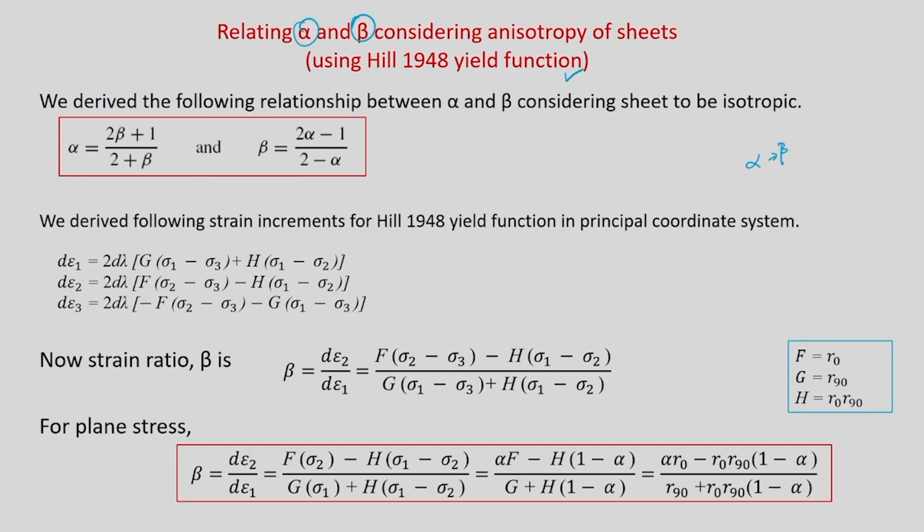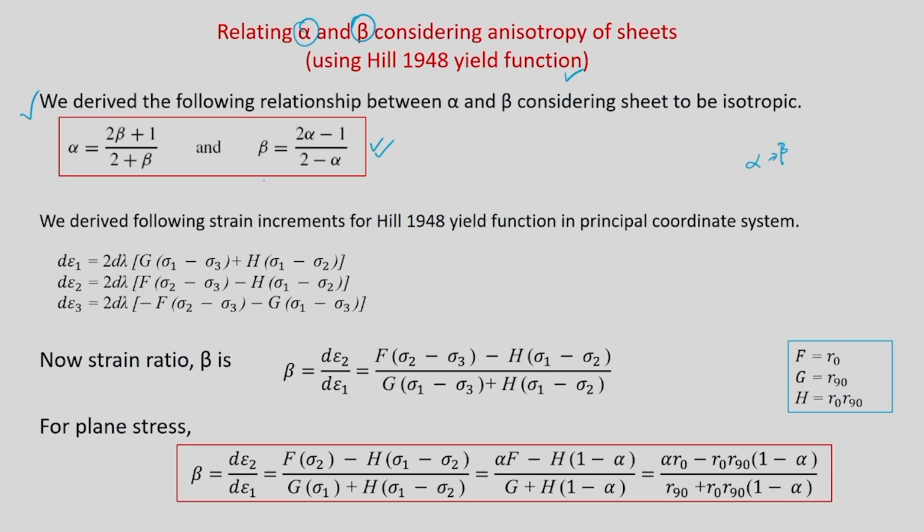So, this particular equation is known to us, no? We derived the following relationship between alpha and beta considering the sheet to be isotropic, using Levy-Mises equation. And using this only we solved a lot of problems, correct? Alpha is equal to 2 beta plus 1 divided by 2 plus beta, and beta is equal to 2 alpha minus 1 divided by 2 minus alpha, right? So, we derived this equation before.